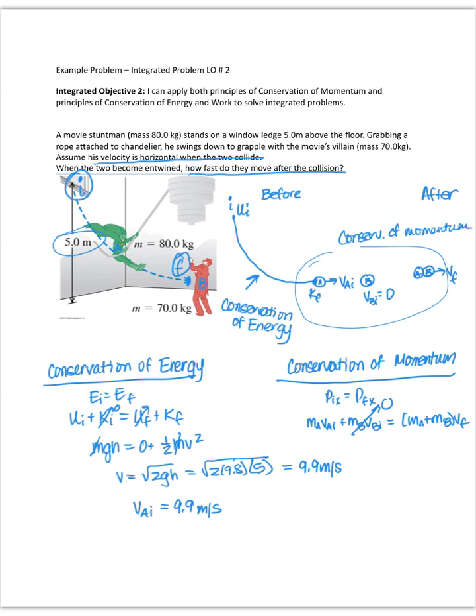Remember, we said this is perfectly inelastic. And so after the collision, the two objects are a single object, so the total mass of the two added together times the final velocity. So if I put values in here, the stuntman had a mass of 80 kilograms. He was moving with a speed of 9.9. We have 80 plus 70, the mass of the villain, times V final. So V final is 80 times 9.9 divided by 150. And so we find the final velocity that they move off with is 5.28 meters per second. And that's it.